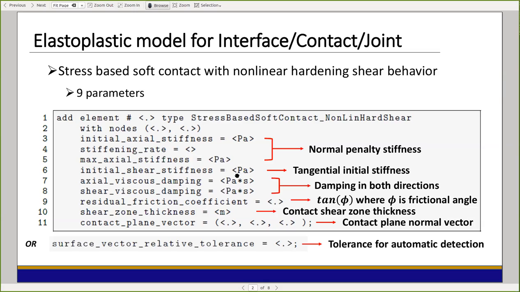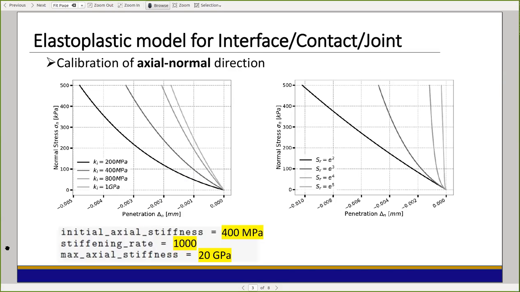Yeah, so we're going to first start with the 3 parameters for the normal axial behavior, which are the initial axial stiffness, the stiffening rate, and the maximum axial stiffness. The initial axial stiffness is the initial slope when you look at the normal stress and penetration plot. The stiffening rate specifies how much you want your axial penalty stiffness to increase. And we usually have a cap number, the maximum axial stiffness, so your stiffness cannot exceed this number, just to avoid numerical issues.